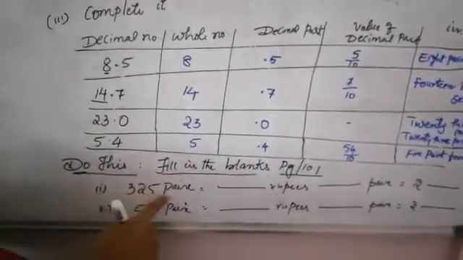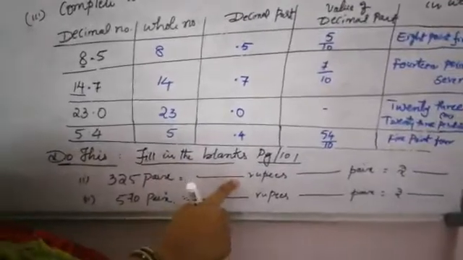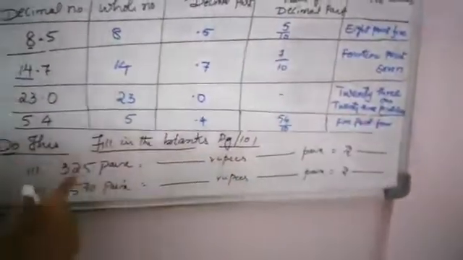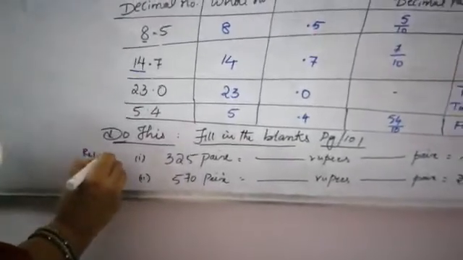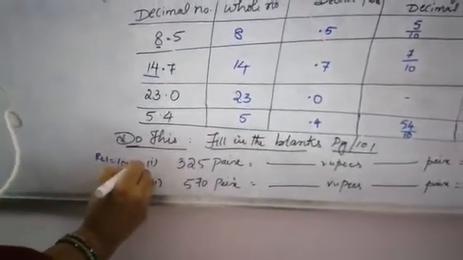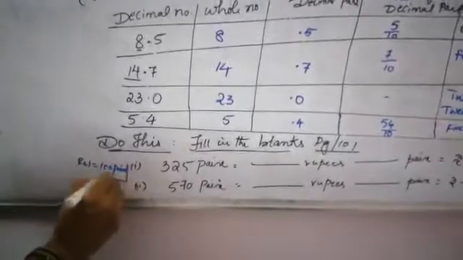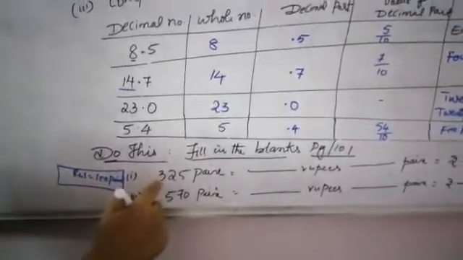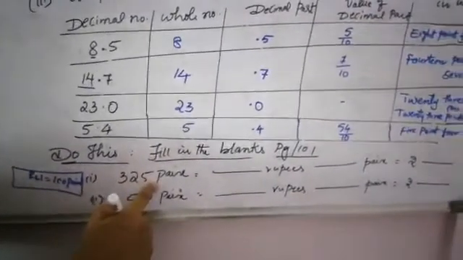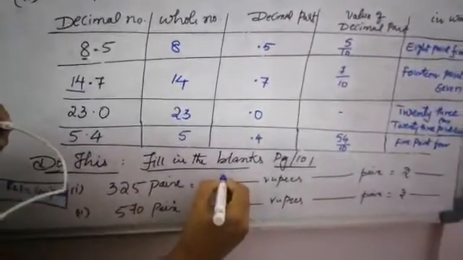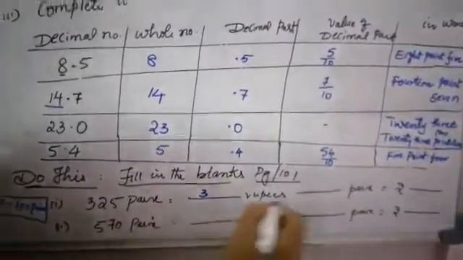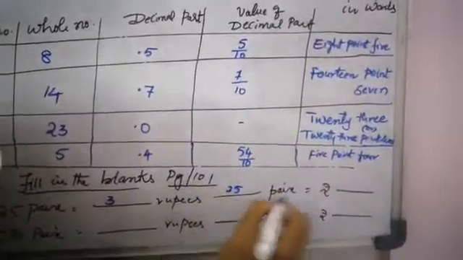Next, do this on page number 101. You have 325 paise. How to write in rupees, how to write in paise, and is equal to. You know very well, children, 1 rupee is equal to 100 paise, isn't it? So 325 paise is equal to 300 plus 25. So 300 paise is nothing but 3 rupees 25 paise. So you can write 3.25.